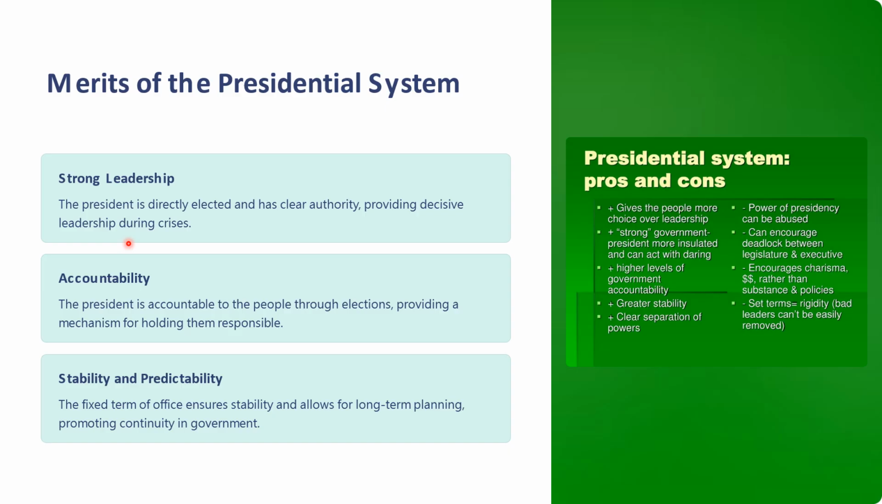And accountability: the president is directly accountable to the people, promoting transparency and responsibility. The fixed term provides a clear mandate and allows for accountability through elections. Stability and predictability: a fixed term provides stability and predictability, allowing long-term planning and policy implementation. So the separation of powers promotes checks and balances, preventing abuse of power. These merits contribute to effective governance, promoting strong leadership, accountability, stability, and predictability.